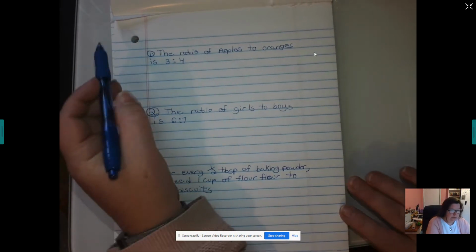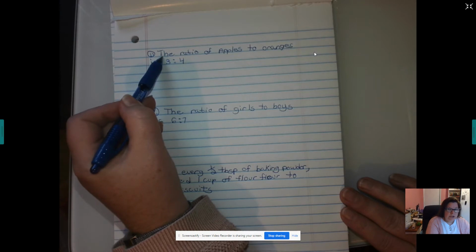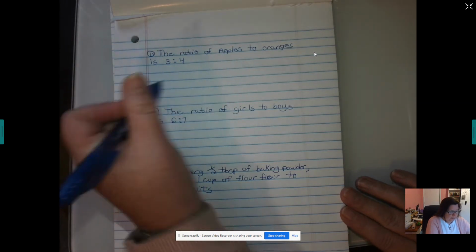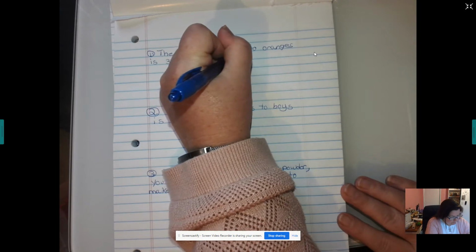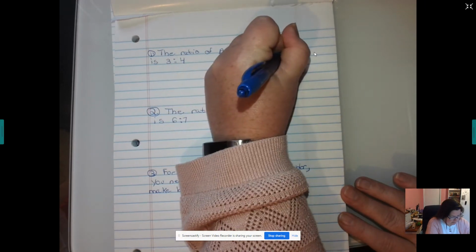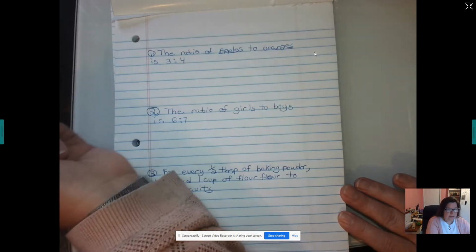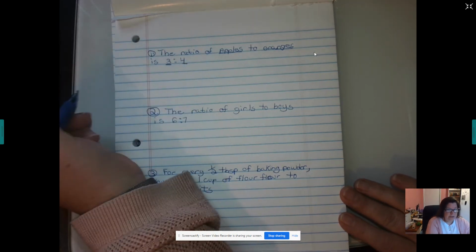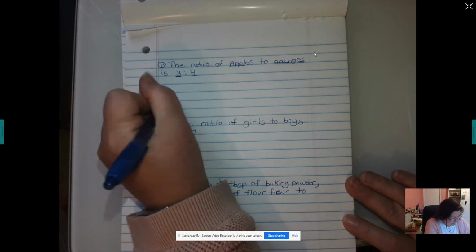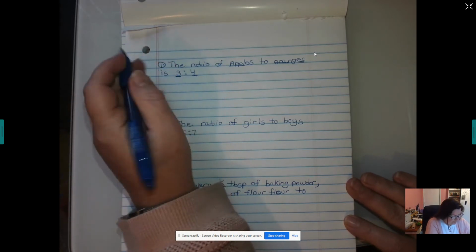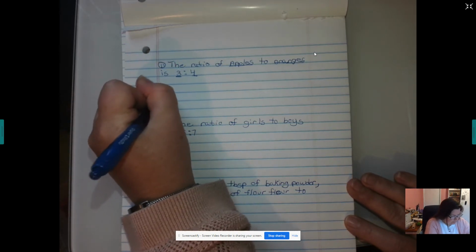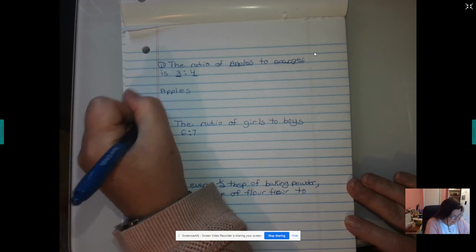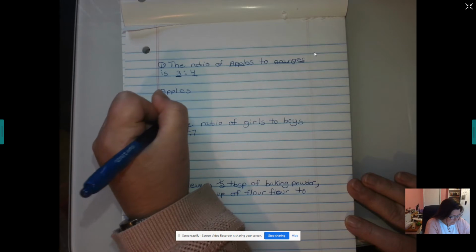The first thing you do is you read the question. The ratio of apples to oranges is 3 to 4. You need to make note, underline, apples comes first, then oranges. So that means 3 goes with apples, 4 goes with oranges. Then you're going to make what's called a double number line. You start by writing the two things we're talking about. So we've got apples and we have oranges.